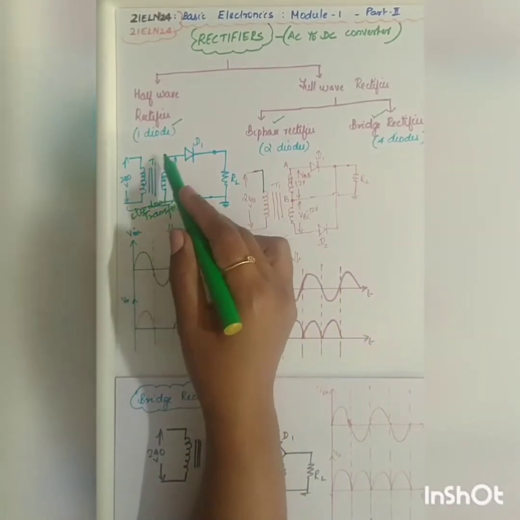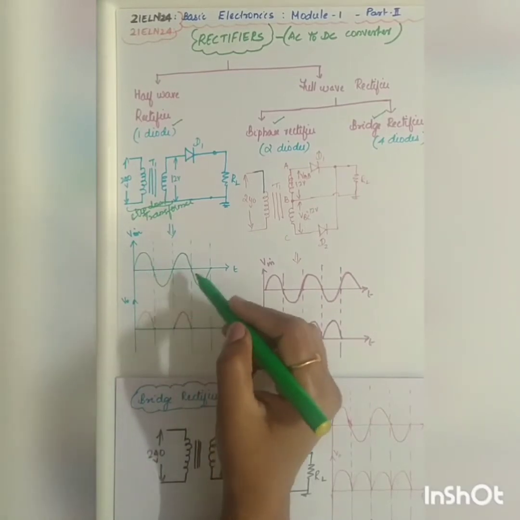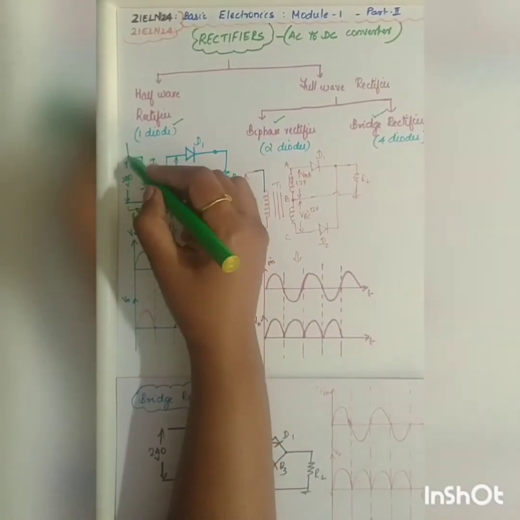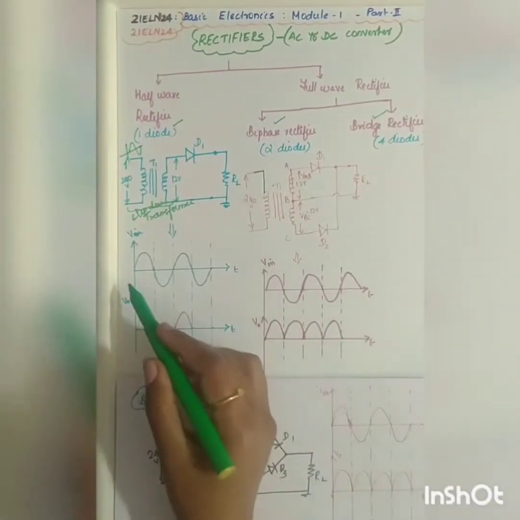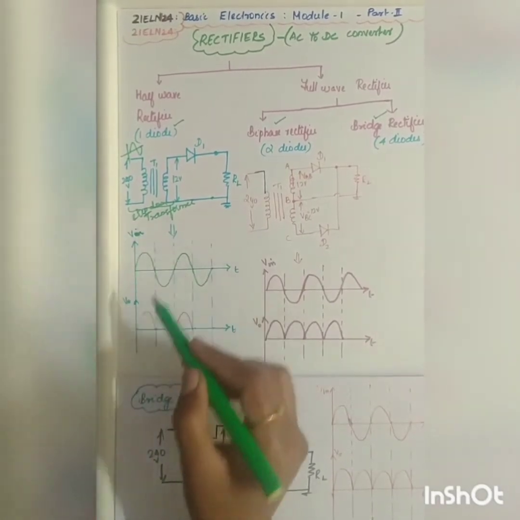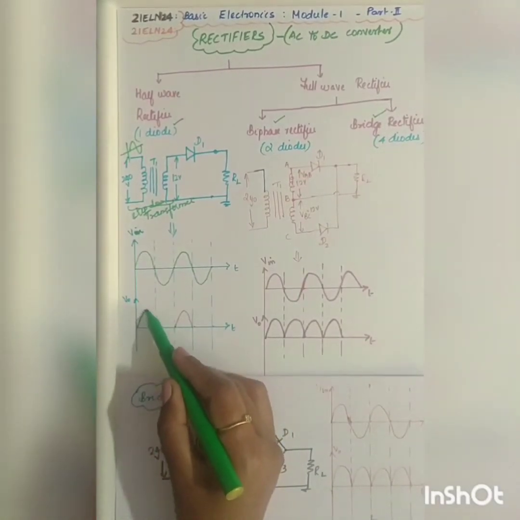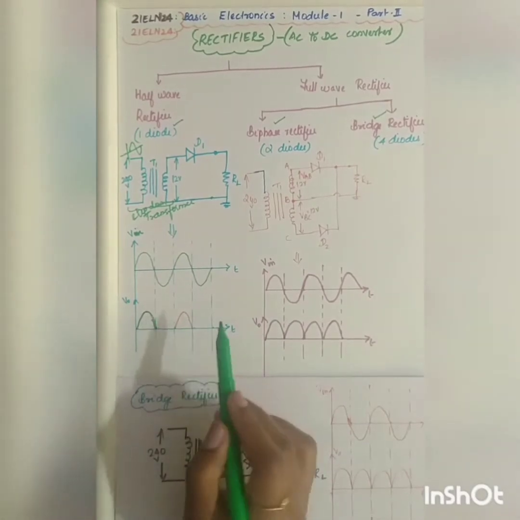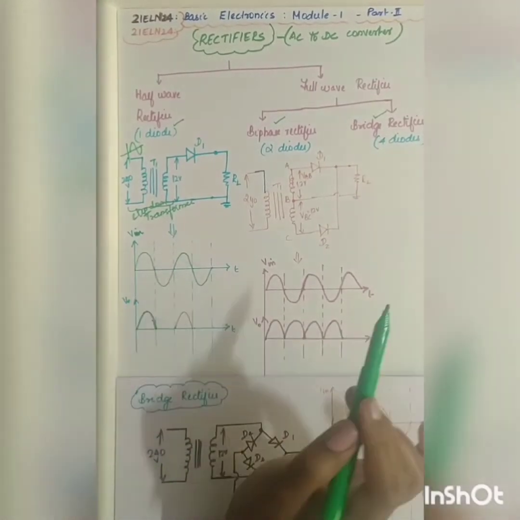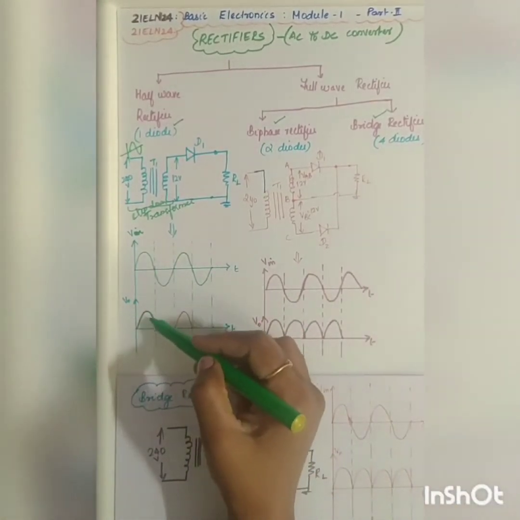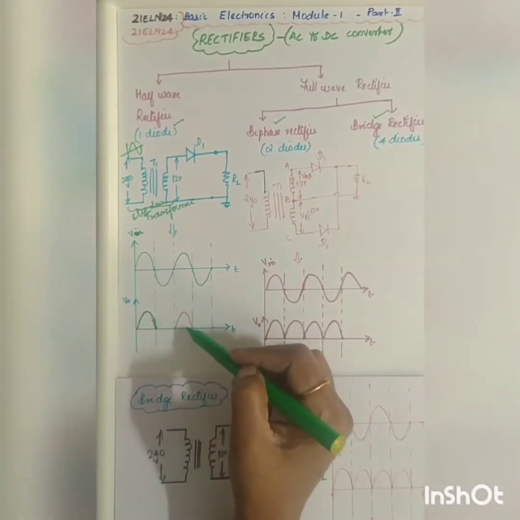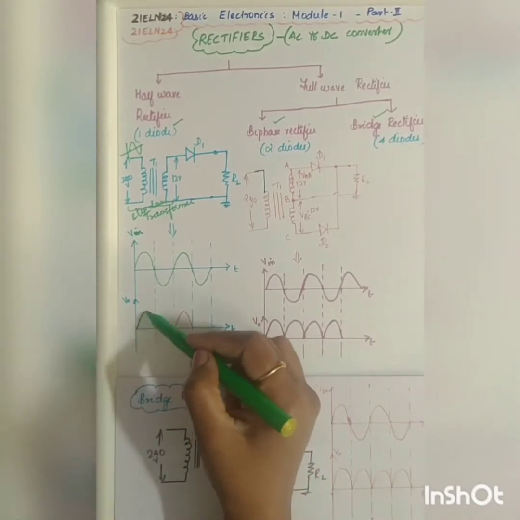Then, half wave rectifier means what is the input and what is the output. Input will be a sinusoidal signal, right? So this is your input signal which is given. Half wave signifies that the diode conducts only in one half cycle, that is only during the positive half cycle. So you will be getting an output wave only in the positive half cycle.